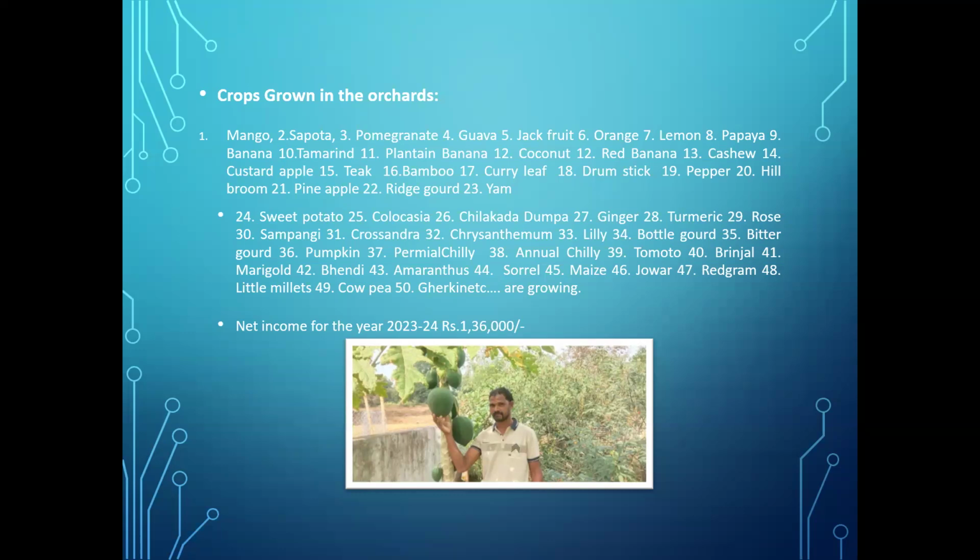chilagadadumpa, ginger, turmeric, rose, sampangi, crossandra, chrysanthemum, lily, bottle gourd, bitter gourd, pumpkin, perennial chili, annual chili, tomato, brinjal, marigold, bendi, amaranthus, sorrel, maize, jowar, red gram, little millets, cowpea, gherkin, etc. are growing. Net income for the year 2023-24 was 1,36,000 rupees.